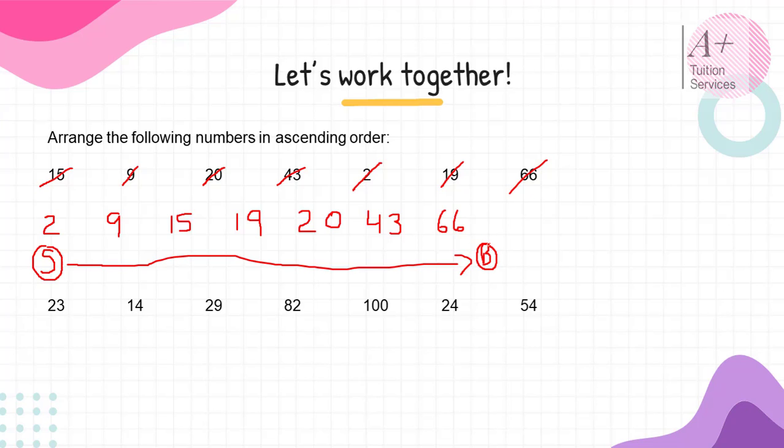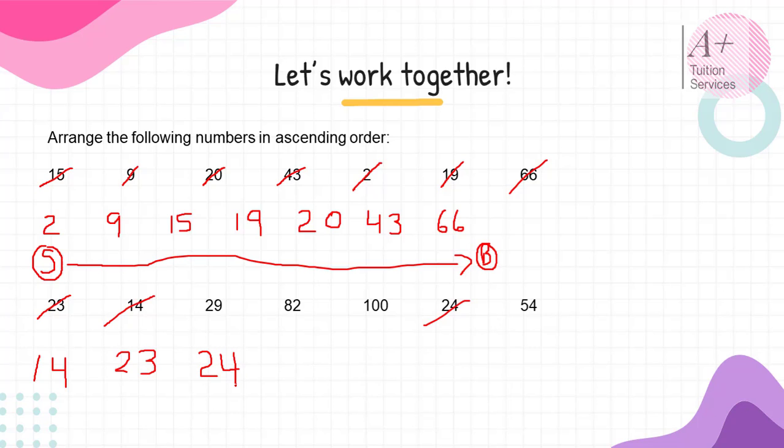Now we have another exercise at the bottom and it has more numbers. So out of the numbers 23, 14, 29, 82, 100, 24, and 54, what is the smallest number? And the answer is 14. 14 is smallest, so we're going to put 14 first. The next smallest number in this number strand, sorry, will be 23. So 23, we scratch it out, we write it. After 23, the next smallest number will be 24. Place it in.